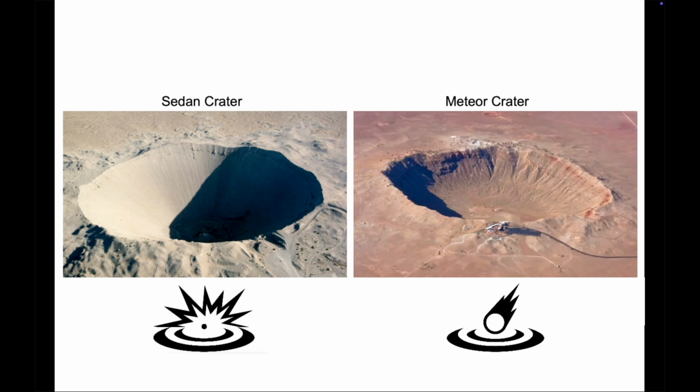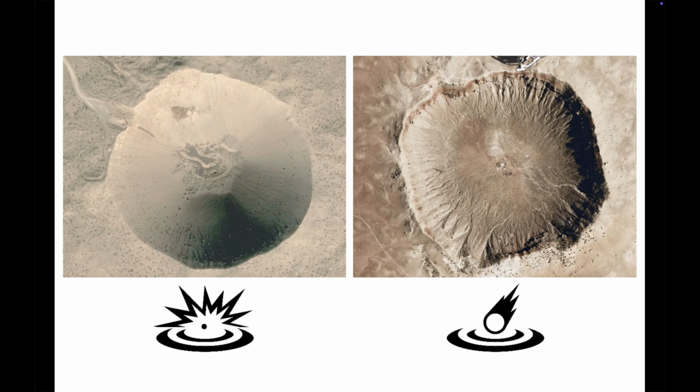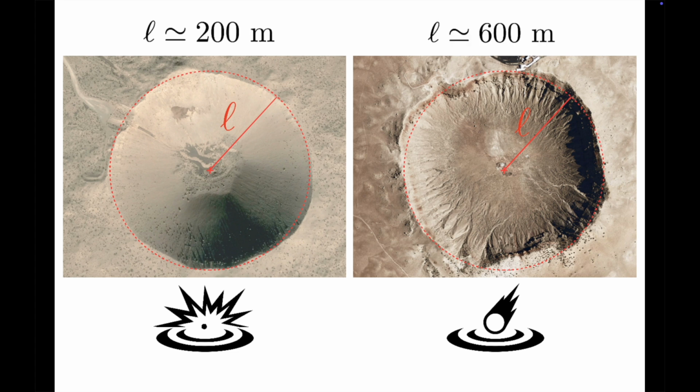Now that we are dabbling in geometry, we could ask about the size of the rim, the slope of the depression, or its depth. But the most obvious geometric metric is probably the projected area of the crater, or equivalently, the mean diameter, or radius, which we'll provisionally call L. The Sedan crater has a radius around 200 meters, and Meteor Crater is 3 times bigger.